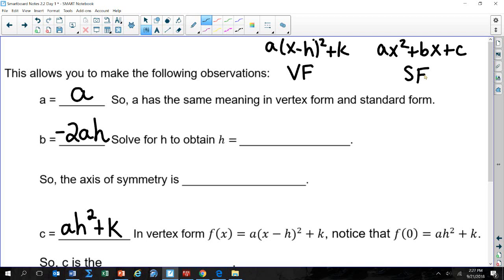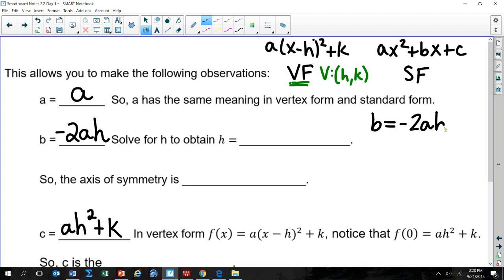Okay? For B, what it wants us to do is solve for H. What is so important about H? Why is H important in vertex form? What does H help to tell us? H is part of the vertex. You got it. In vertex form, I like knowing H because it helps to tell me the X value of my vertex. Wouldn't it be nice to know what H is in standard form? Okay, so let's figure out what H looks like in standard form.